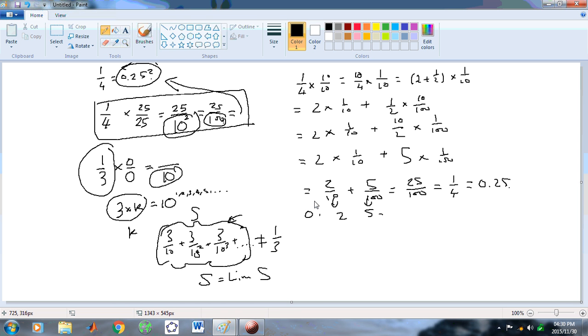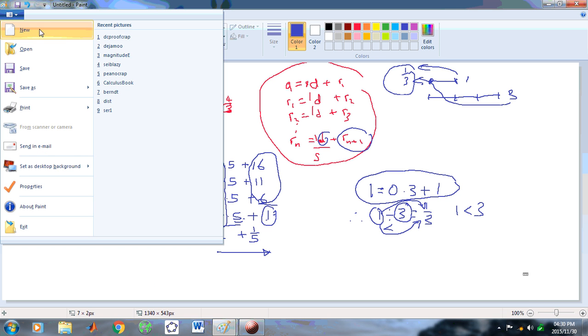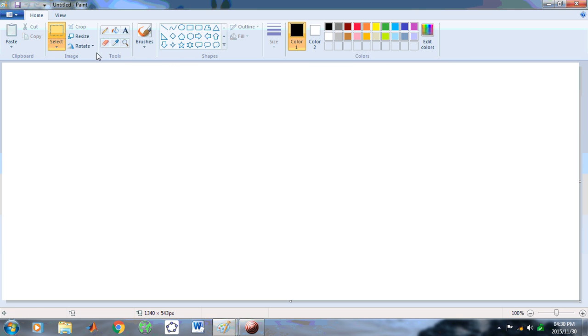Okay, so what is division? Let's take a look at what is division. Let's clear this board here. Okay, if we look at the process of division, it's a form of measurement. Okay, so division is a form of measurement.